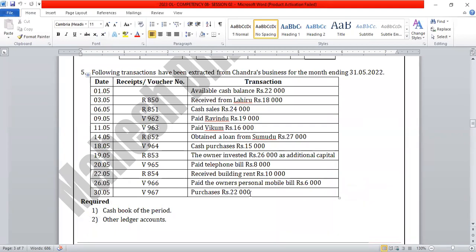Quickly read the transactions. Hurry up. Think what we should record in the debit side, what we have to record in the credit side, and how to prepare the other ledger accounts. Have an idea. Don't answer it. Just read the given transactions. Hurry up.